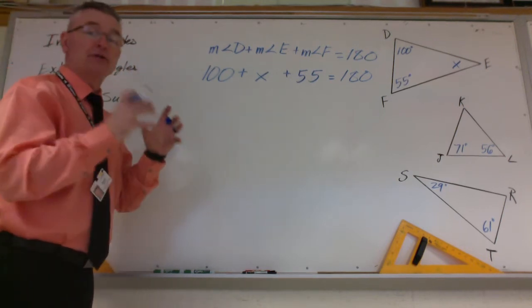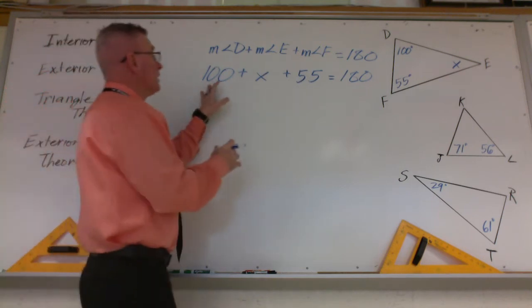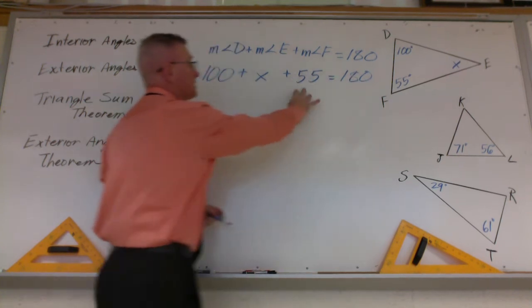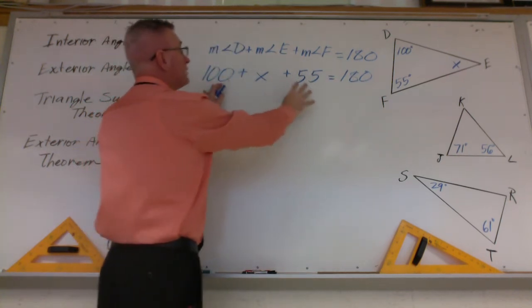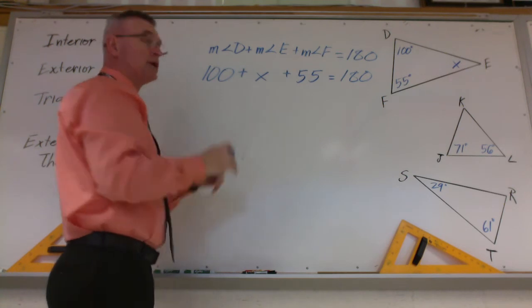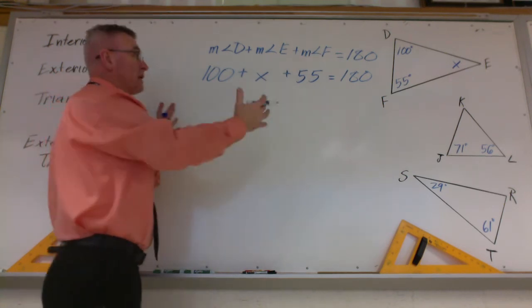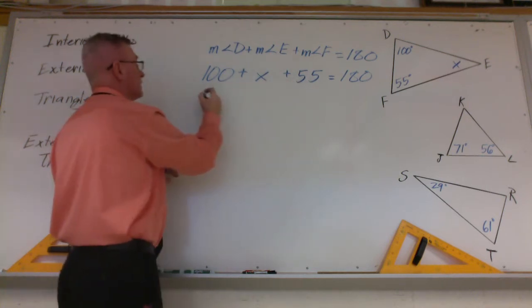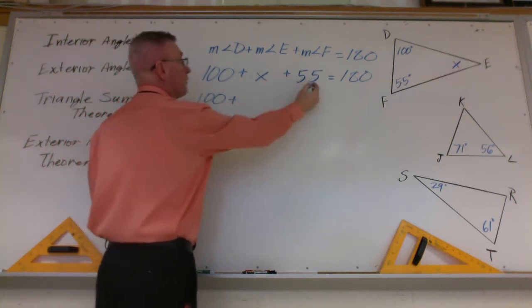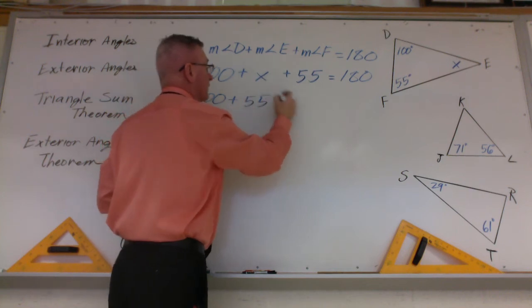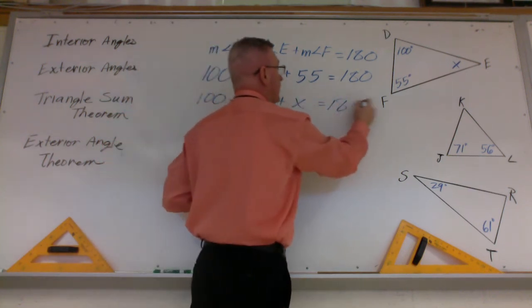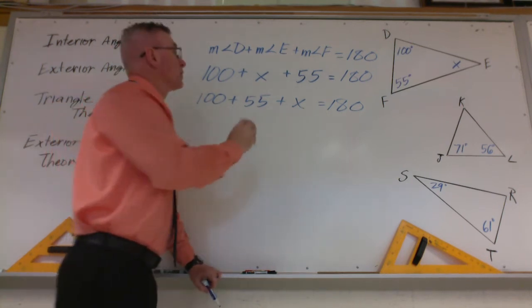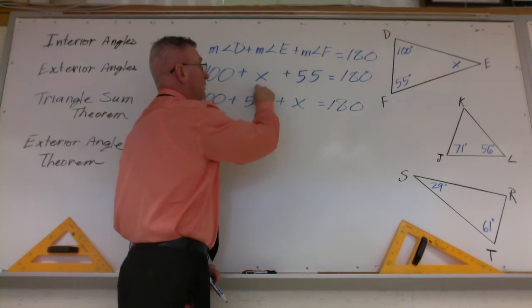Well, I need to put my like terms together. And I have 100, I have a variable, I have a 55, and I have a 180. So I have a constant, a variable, and a constant. And what I need to do is put these constants together. So I'm going to use the commutative property of addition, which allows me to move pieces of addition around. So I'm going to do this, 100 plus 55, I'm going to move this over here, plus X equals 180. So I've used the commutative property, which means to move. Commute means to move.